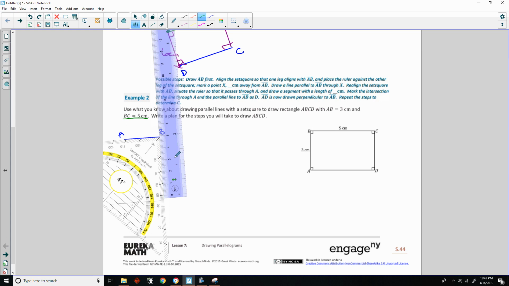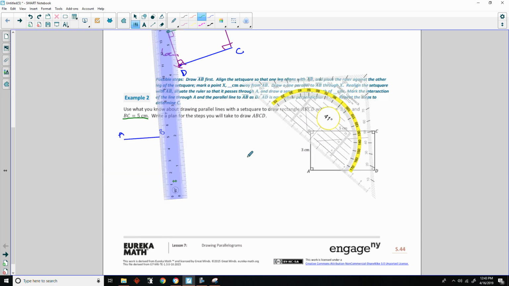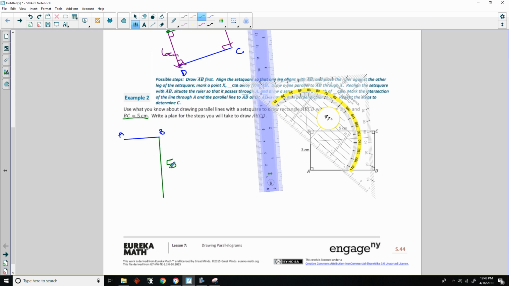Let's see if I can do it better with my mouse. Okay, and I need to move this out of the way. And then I draw my segment from 5 to 0. And let's make that side green, that's fine. So I'd start here and go down to 0. Okay, so this segment is 5 centimeters, and this one was 3. Okay, so I have 2 sides done now.